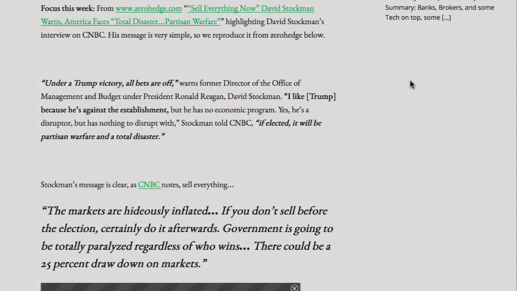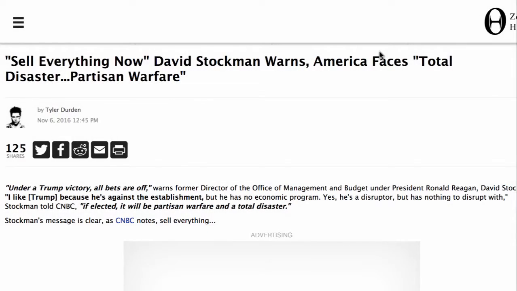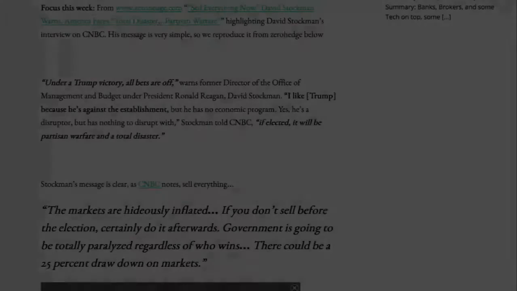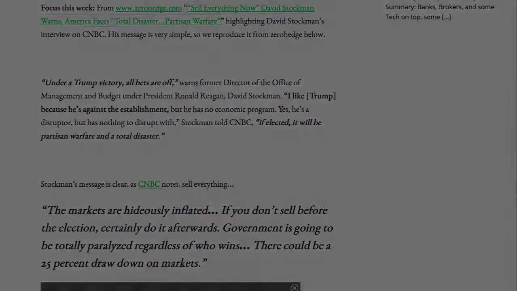Focus this week from www.zerohedge.com. "Sell everything now," David Stockman warns. America faces "total disaster, partisan warfare." Highlighting David Stockman's interview on CNBC. His message is very simple, so we reproduce it from Zero Hedge below.